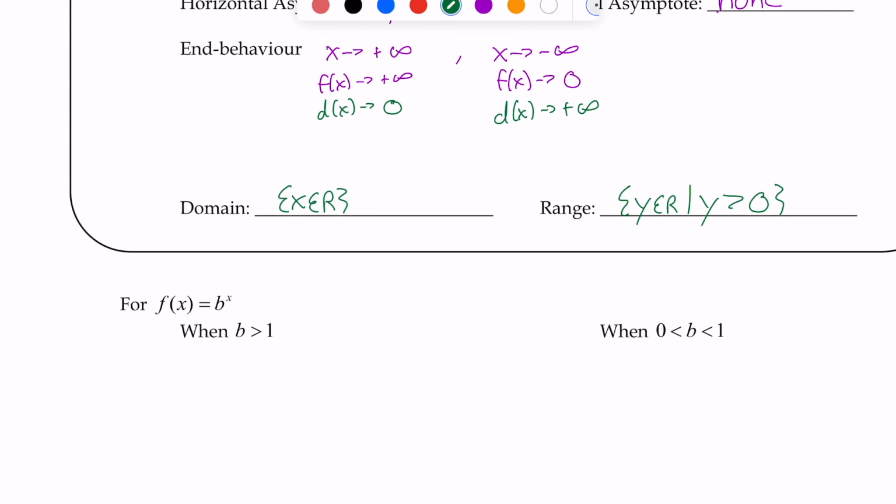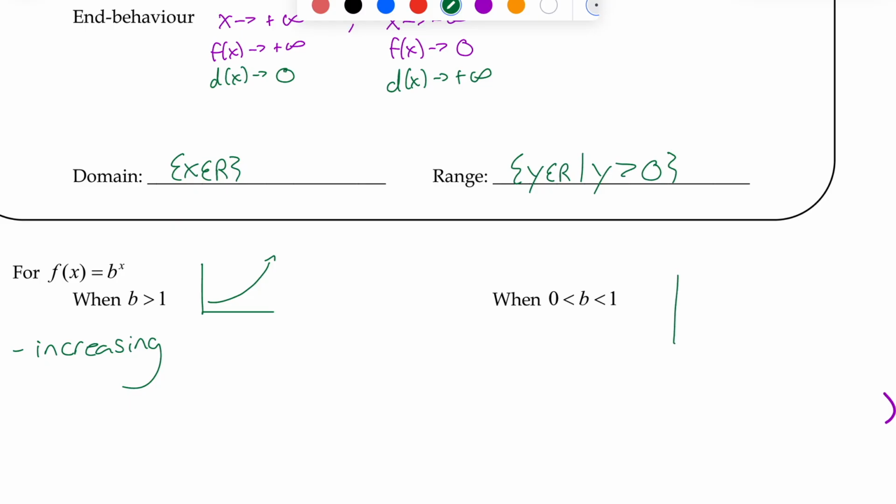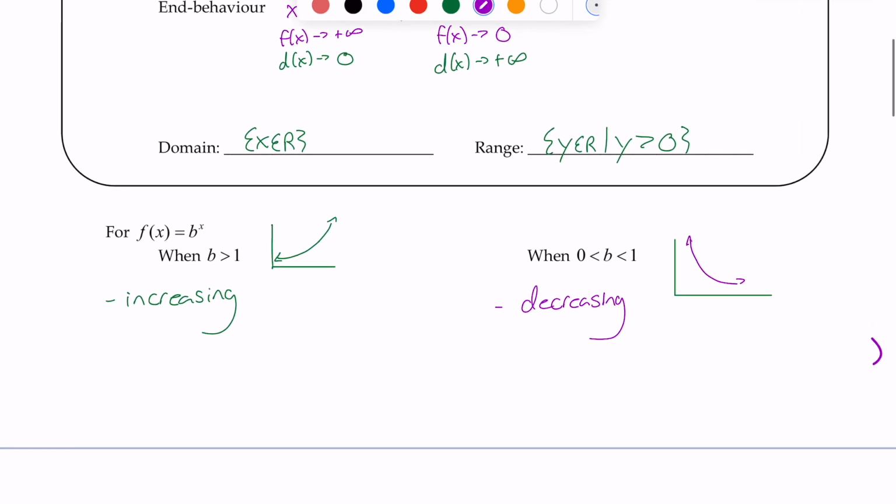When the base is greater than 1, your function looks like this, and you would say this function is increasing. When the base is between 0 and 1, your function will look like this. I should draw arrows on both sides of the graph. And you'd say that this is decreasing. Okay.